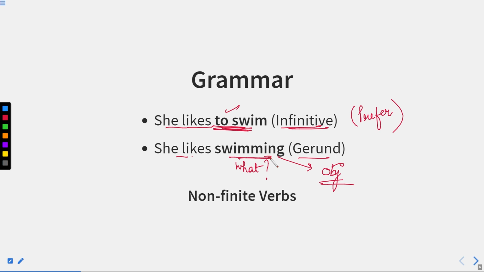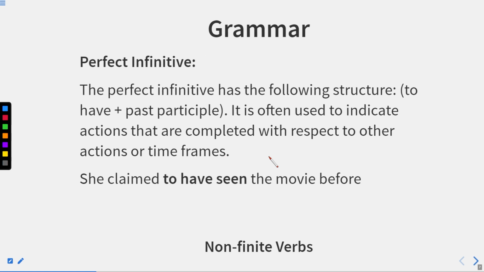But here it shows that it is her hobby. It is her passion. So to swim is an option for her, and swimming is a hobby for her. This is the basic difference between infinitive and gerunds. Now let us move to the next one.